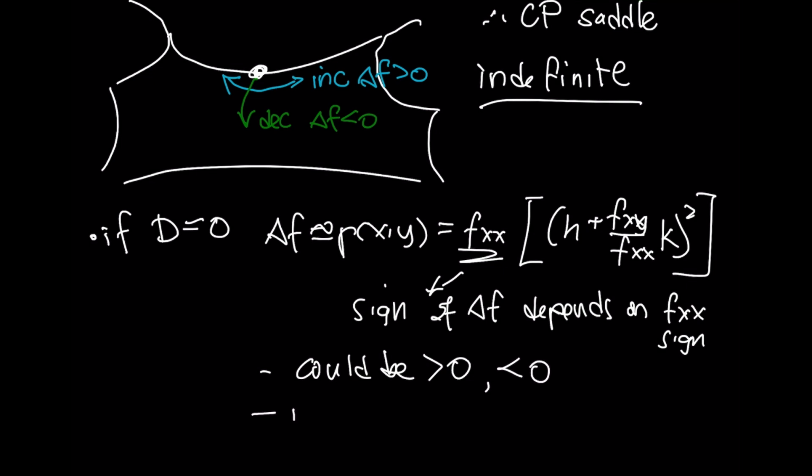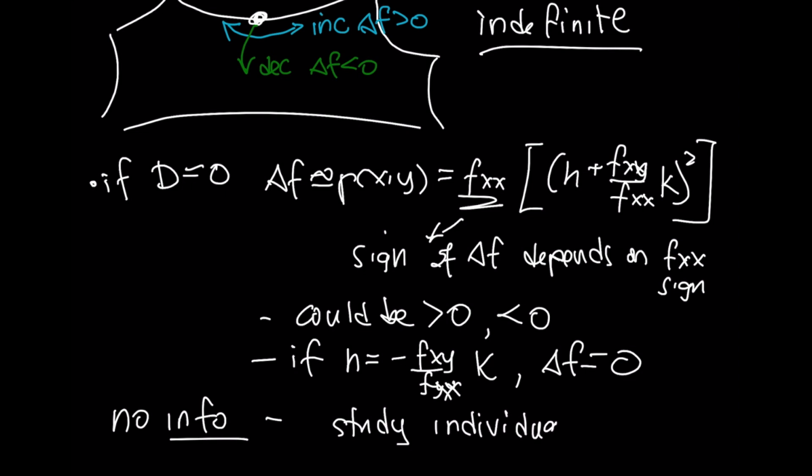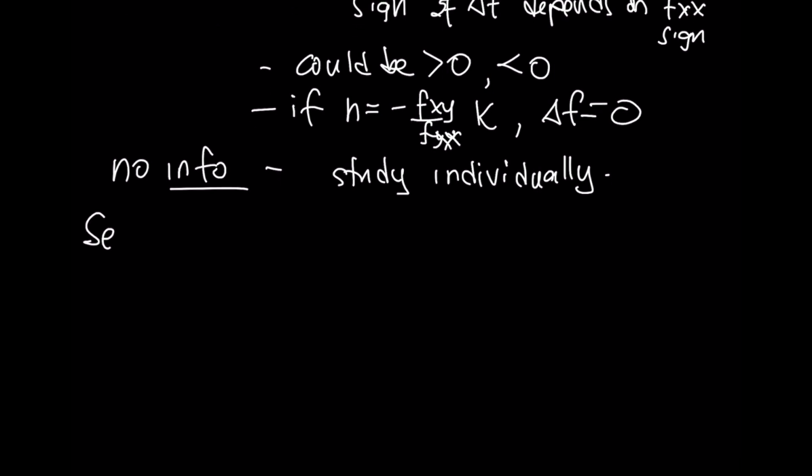Even worse, if h is equal to negative fxy over fxx times k, then this change in the function could be 0. So unfortunately, this situation tells us no useful information. We have to study it individually on a case-by-case basis, and it won't tell us anything with certainty for every single situation. Now, I know that this is quite a mouthful, so we're going to try to summarize this.